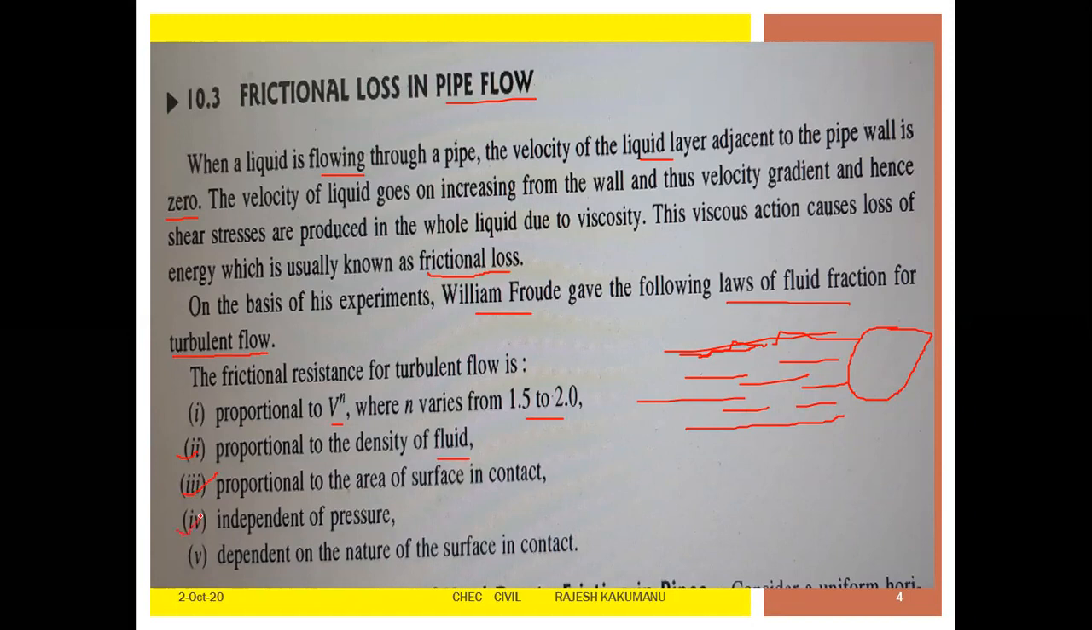So the friction is independent of the pressure, how much it is acting. Next, it is dependent on the nature of the surface in contact. So what type of nature of surface is there in contact with the pipe? It is slippery, or sticky, or maybe rigid. So that depends upon the nature of surface in contact. So these are some of the laws proposed by William Froude. So whenever you are taking the turbulent flow in action, right?